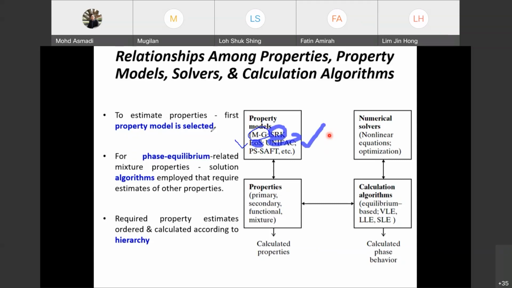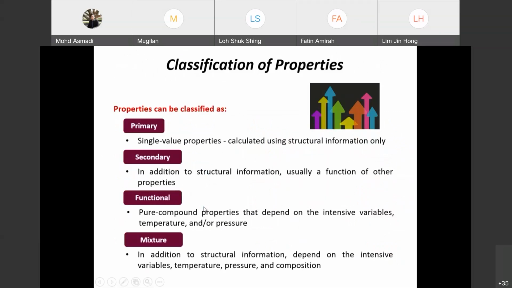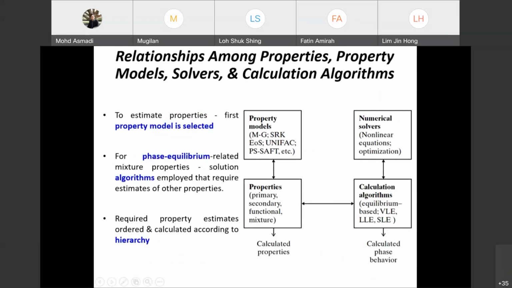However, for the VLE, LLE and SLE, vapor-liquid equilibrium, liquid-liquid equilibrium and solid-liquid equilibrium, this is based on the equilibriums, so we need nonlinear equations and also optimization. This is a numerical solver. However, all of this we have to calculate based on the order and according to the hierarchy: first is primary, then secondary, then third and so on. So this is important.